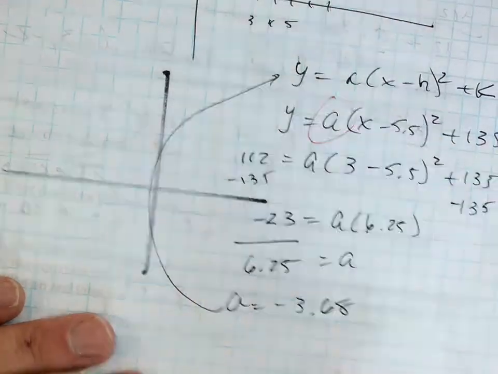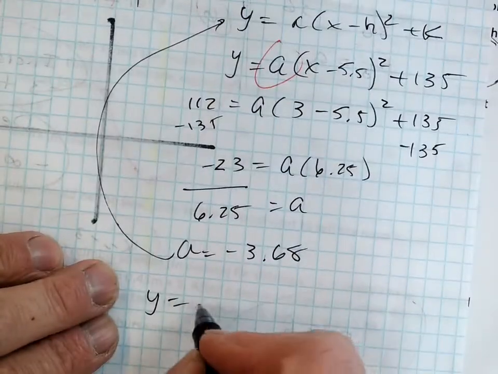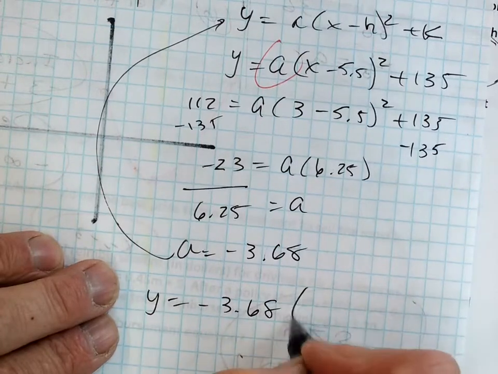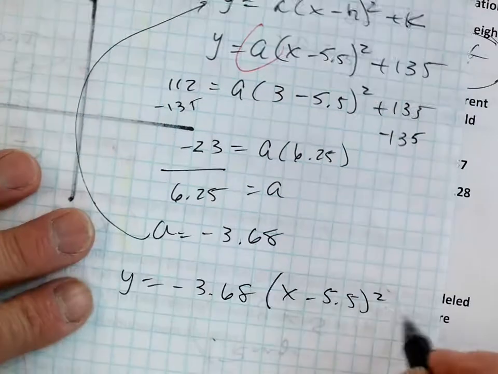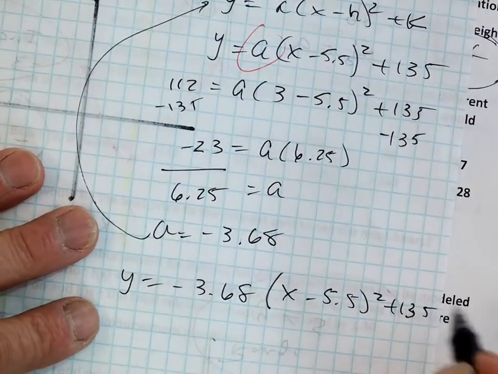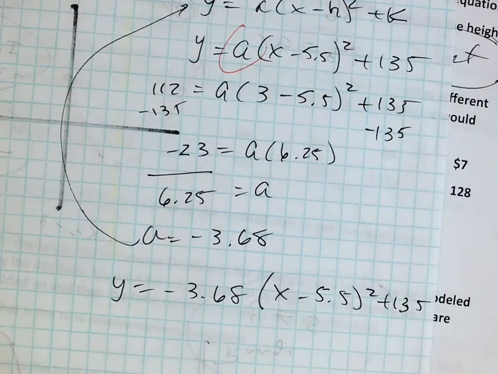Okay, so let's put this a back in up here. I have y equals negative 3.68 times my x minus 5.5 squared plus 135. Okay, there we go. Now, there's my equation.